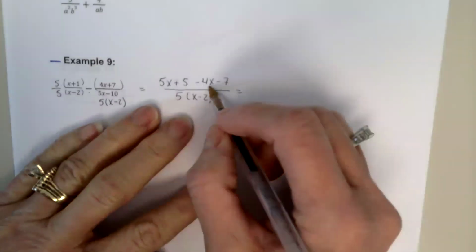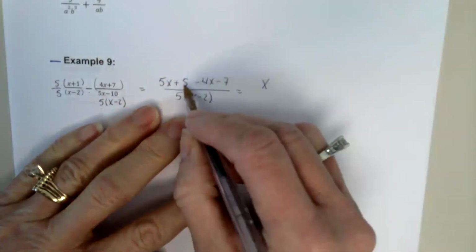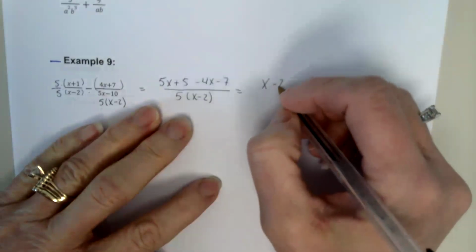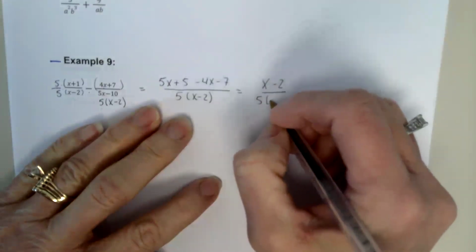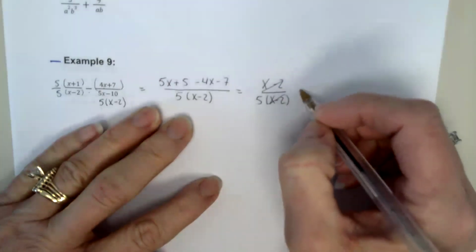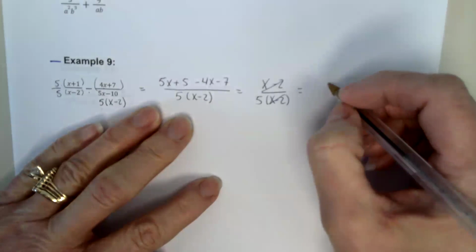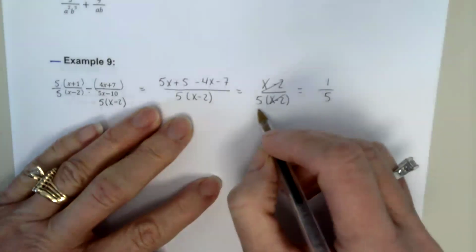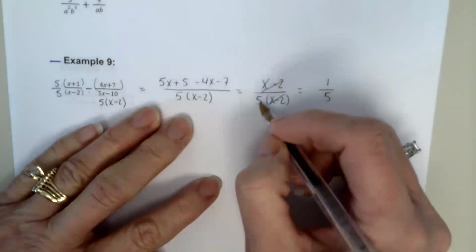So 5x minus 4x is x, plus 5 and a minus 7 is minus 2 over 5 times x minus 2. And yes, I can factor or cancel out the x minus 2's, and I'm left with 1 over 5. I'm not left with just 5. It's a fraction of 1 over 5.